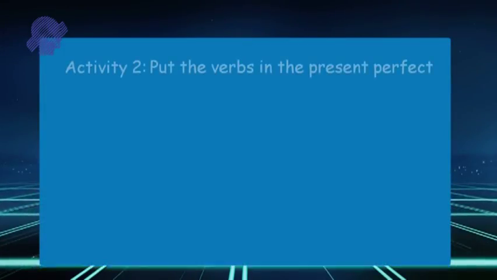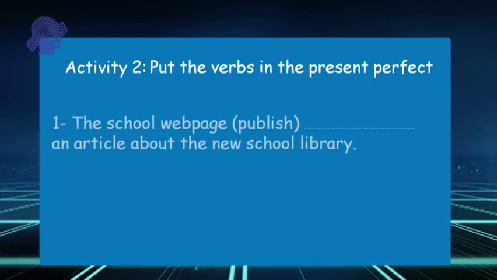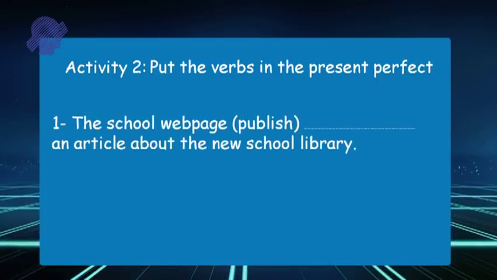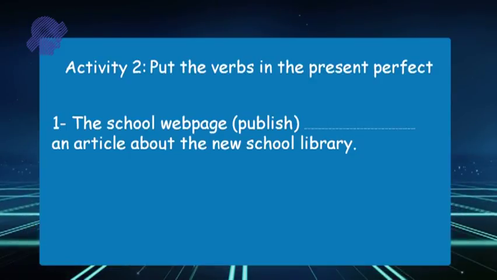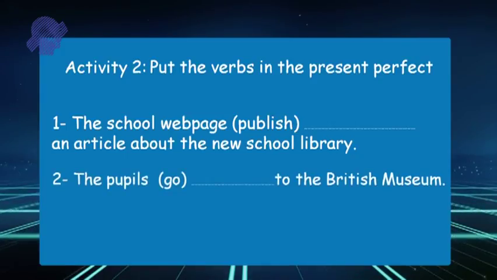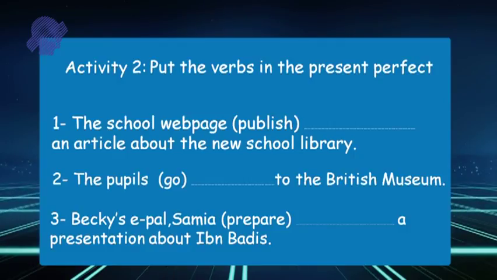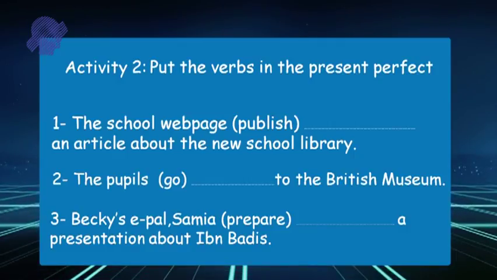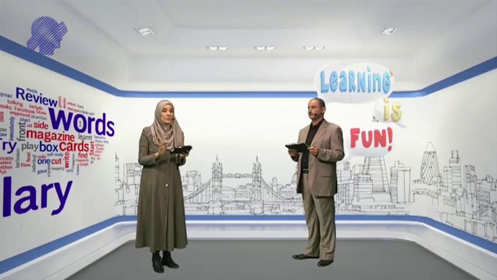So let's move to the next activity where you need to put the verbs in the correct tense. It's the first sentence, sentence 1. The school web page, publish an article about the new school library. 2. The pupil go to the British Museum. 3. Biggie's pal, Samya, prepare a presentation about Ibn Bedis. Well, here it's very easy. You just need to put the verbs in the present perfect.